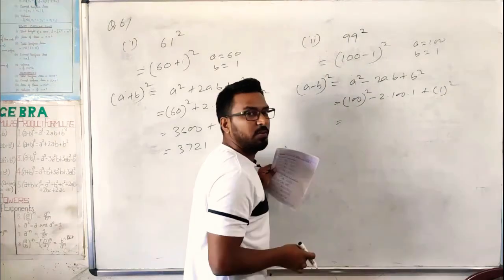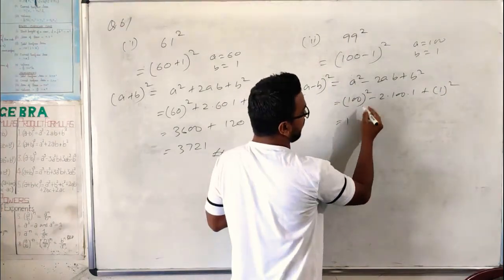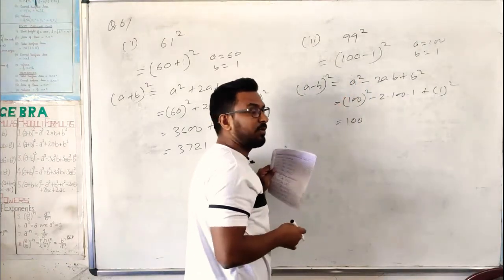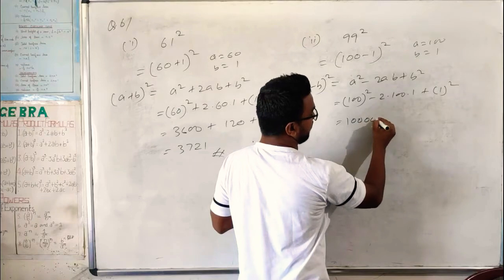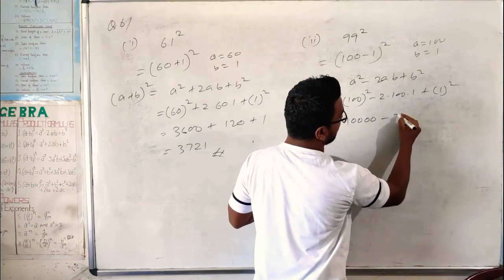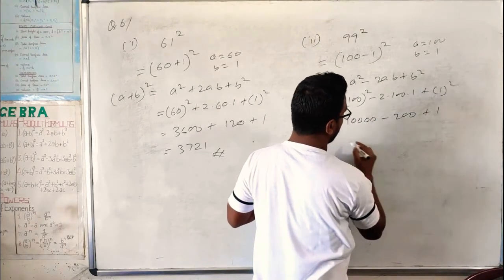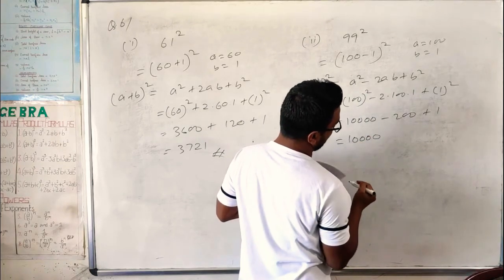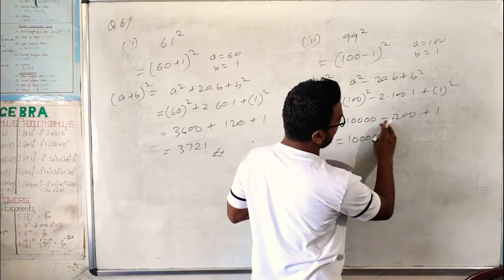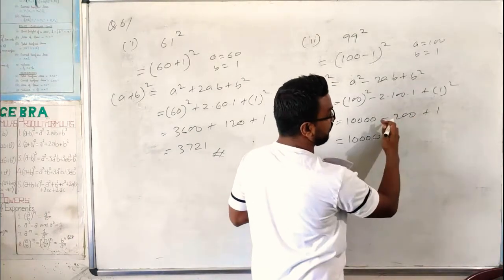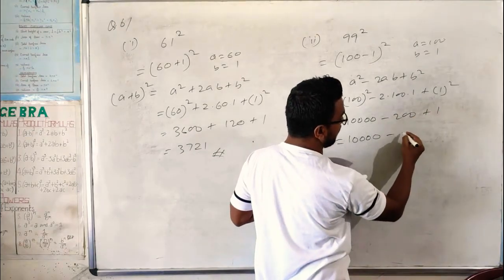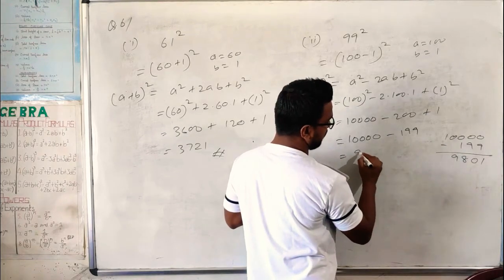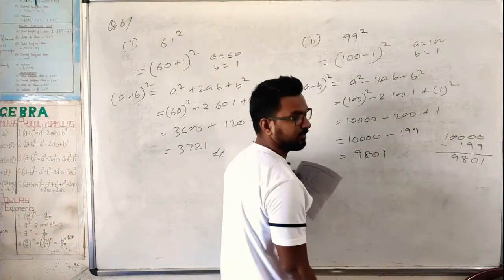So 100 square, it will be how much? After 1, how many zeros? 4 zeros, because there are 2 zeros, and if you take the square of that, how many zeros will come? 4 zeros, minus 200 plus 1. So this will become 10,000 minus 200 plus 1. If you subtract, you will get 9800, and adding 1 gives 9801.